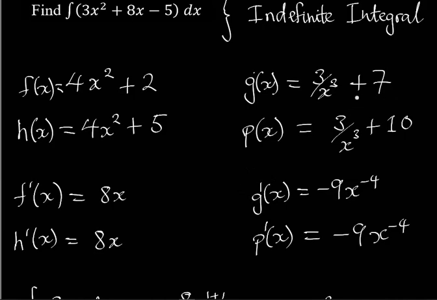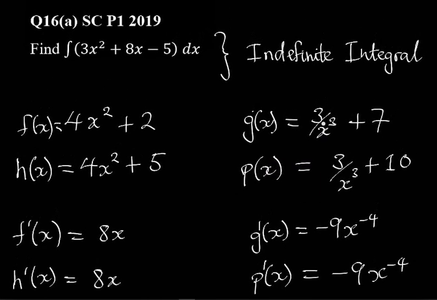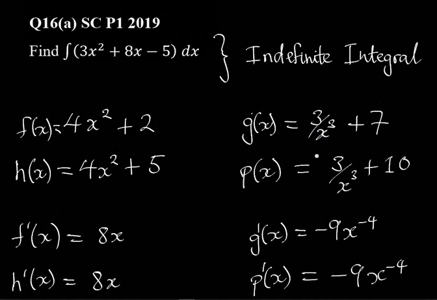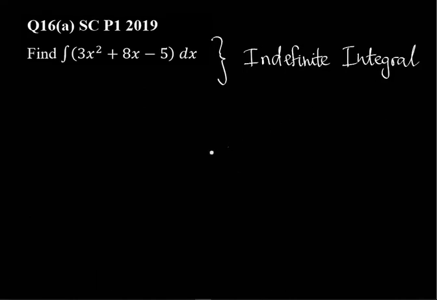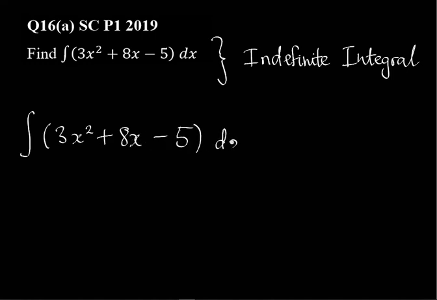Now, let's get working with this question that we have right here. The question that came in 2019 paper 1, the school certificate exam. It was question 16A. And let's try integrating that. All right. The first thing we do is just copy our question. 3x squared plus 8x minus 5. And we're integrating this with respect to dx.